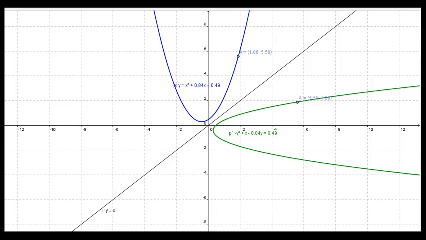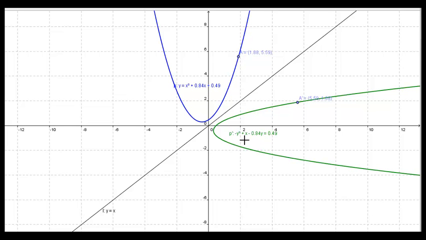Now let's take a look at the equations of these graphs. So you can see for the original graph that the equation is y equals x squared plus 0.84x, take away 0.49. By the way, don't worry, you won't get an equation that's this difficult in a test or an exam, but it's just for this example. And you'll see in the inverse function, the equation is negative y squared plus x, take away 0.84y equals 0.49. So you can see, if you just look at both of these equations, that the x and y coordinates have actually swapped around again. So you can see that wherever there was an x in the original has now been replaced by a y in the inverse, and vice versa.